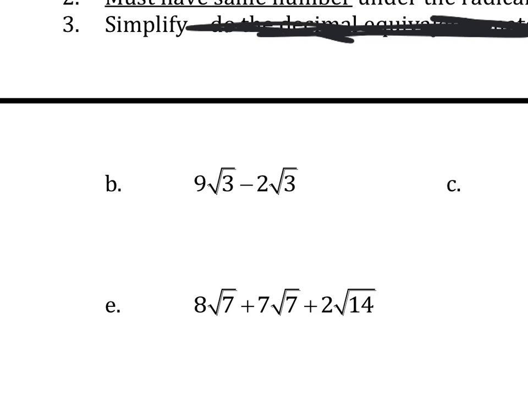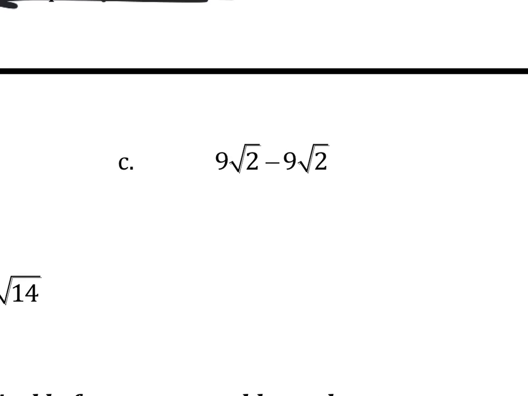For B, square root of 3, square root of 3, those are like radicals. So we just go ahead and subtract. 9 minus 2 is 7. So our answer is 7 square root of 3. For C, again, like radicals, we do 9 minus 9, which is 0 square root of 2. Now, anything times 0 will always equal 0.